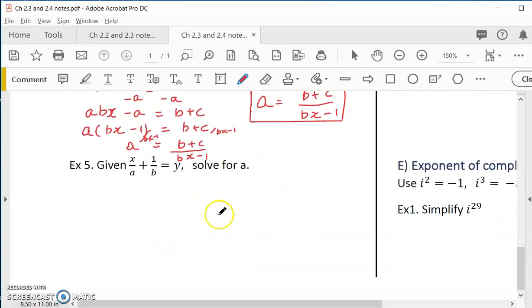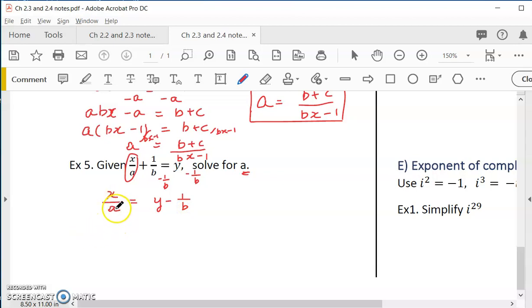Example 5, x over a plus 1 over b equal to y. Solve for a. Well, I see a here. That's really good. I don't see any other a, so the better way is to get rid of this, right? So we will get rid of 1 over b. Here I would do minus 1 over b. So x over a equal to y minus 1 over b.